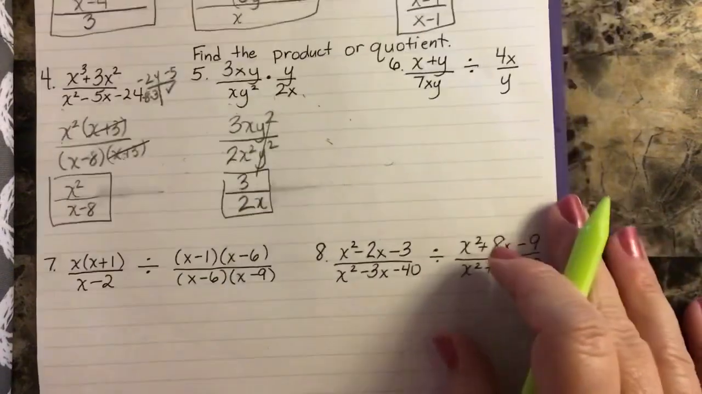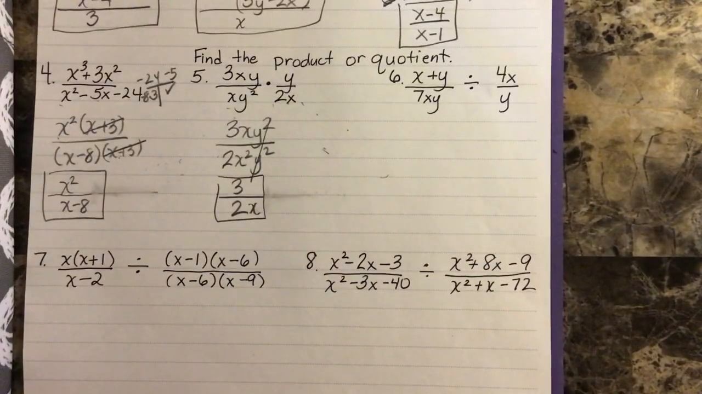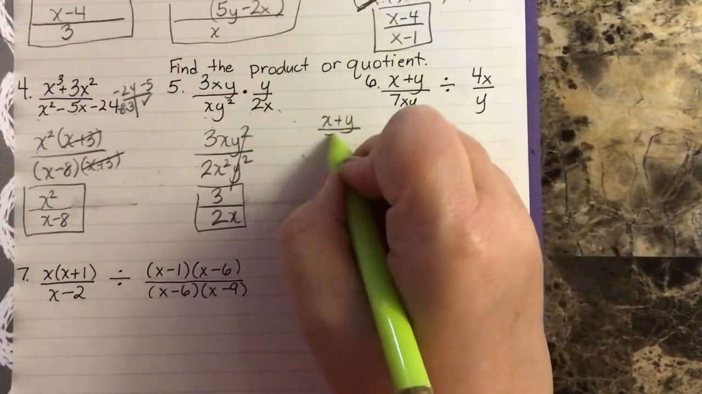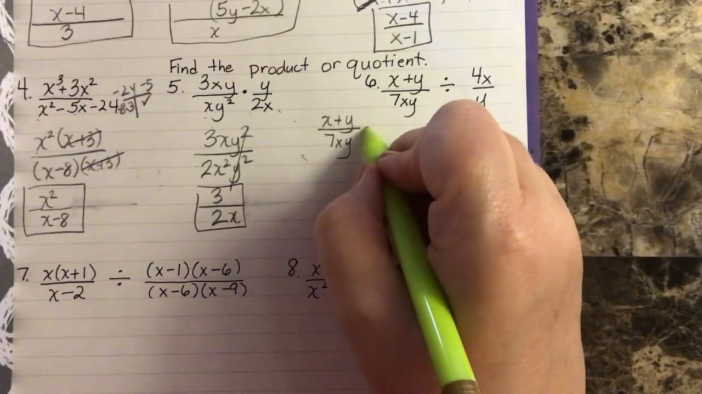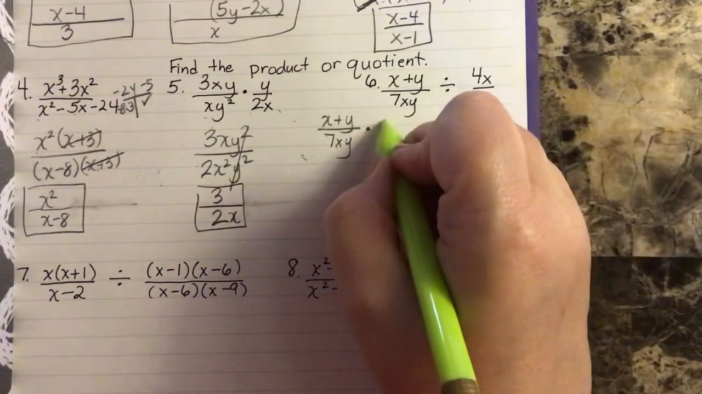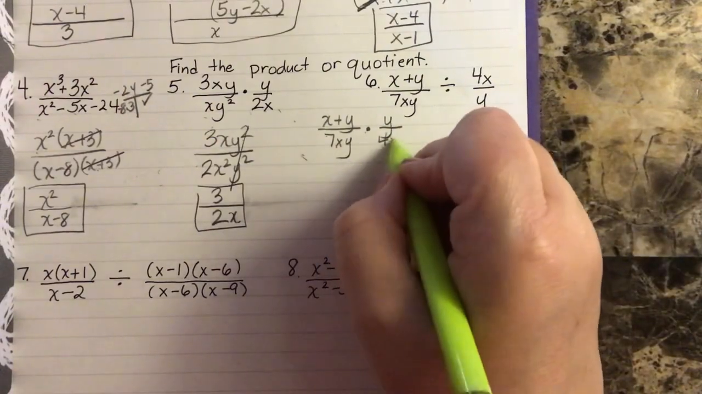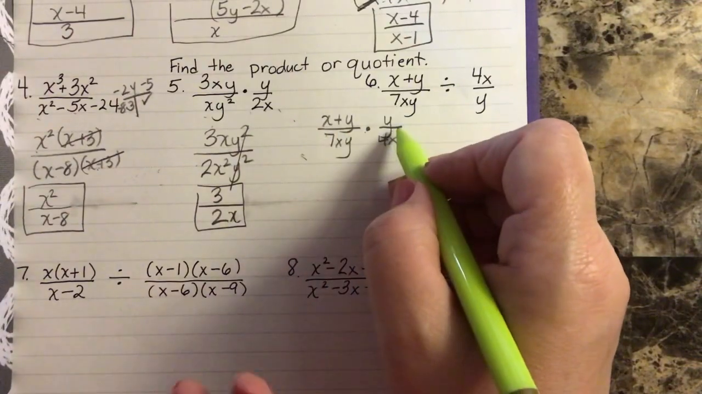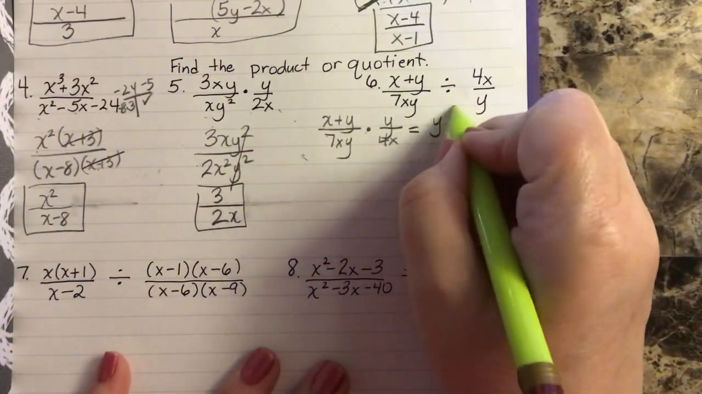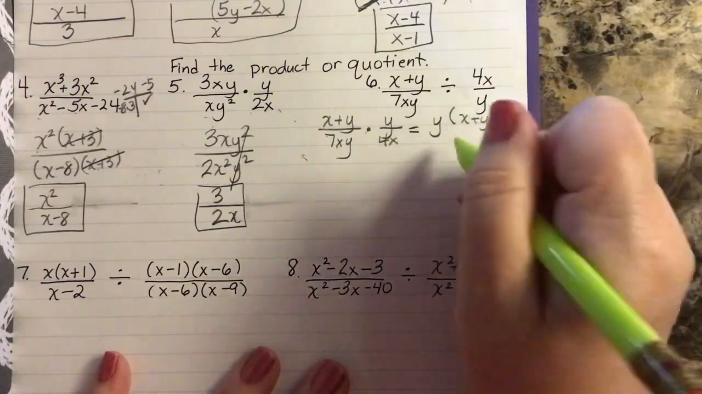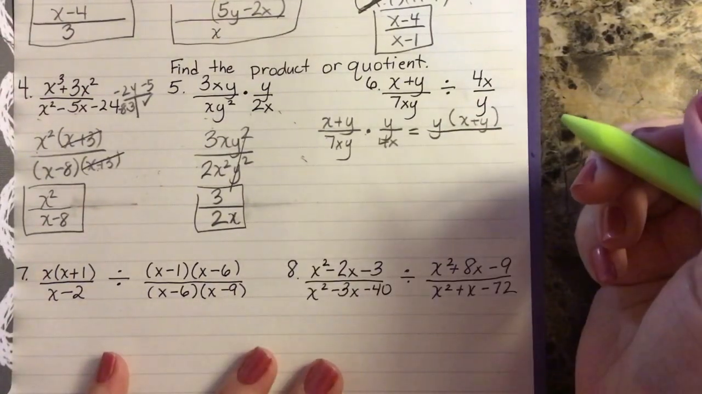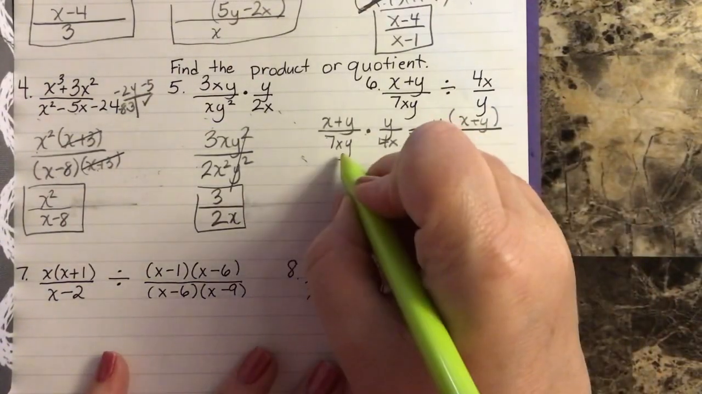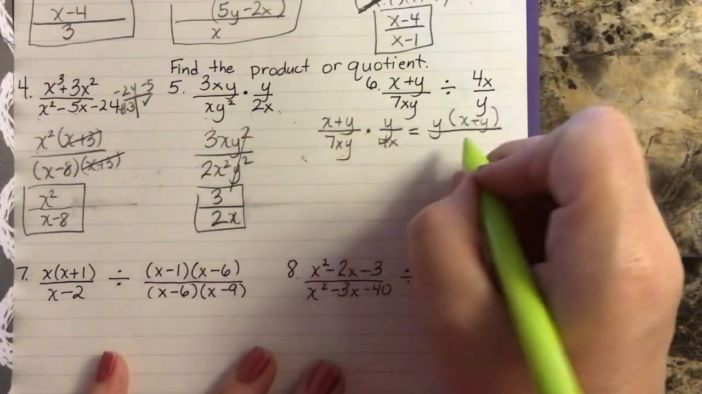Now, when I look at number 6, I have division. I have to rewrite this first. Remember, division is the same thing as multiplying by the reciprocal. So I'm going to change division to multiplication, and I'm going to do the reciprocal of that second fraction. I'm going to rewrite this. I'm not going to multiply. I'm going to rewrite this as y times x plus y. Because remember, you have to have all your binomials factored, and if I distribute y, I'm going to have to undistribute or factor out the greatest common factor. Then this is going to give me 28x squared y.